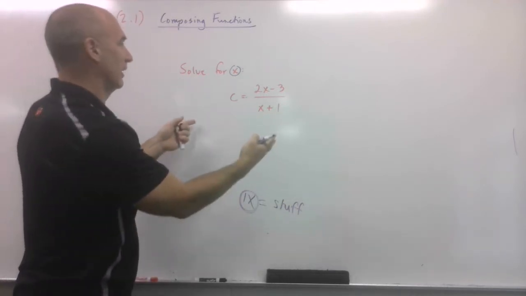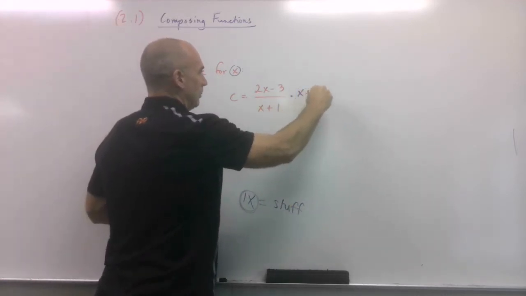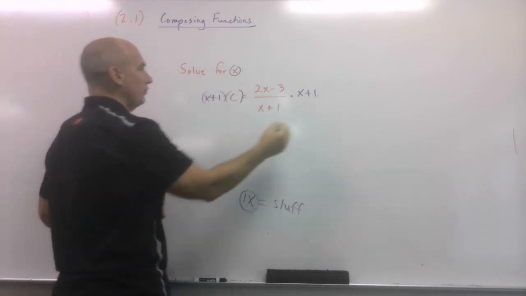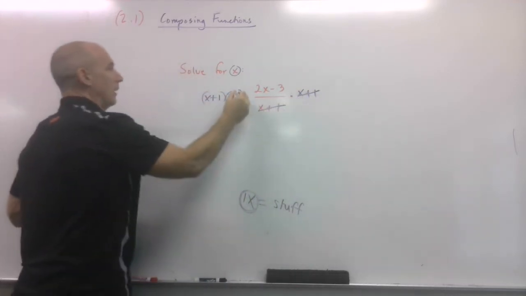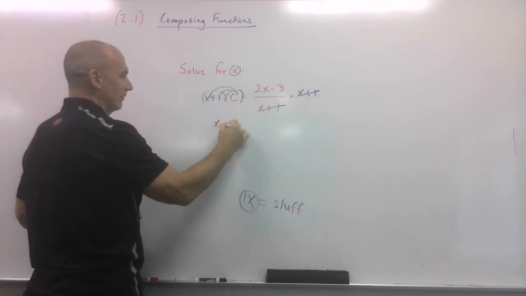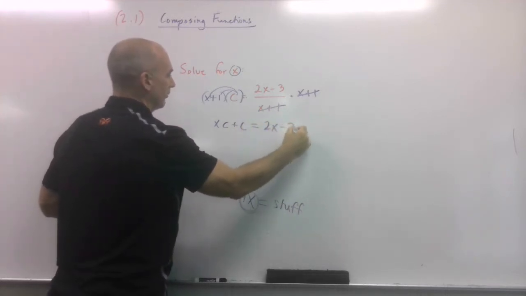So I look at this and I say, okay, I'm going to go ahead and multiply this side by x plus 1. I'm going to multiply this by x plus 1. These cancel. I'm going to distribute this because it's just math. xc, or cx plus c equals 2x minus 3.